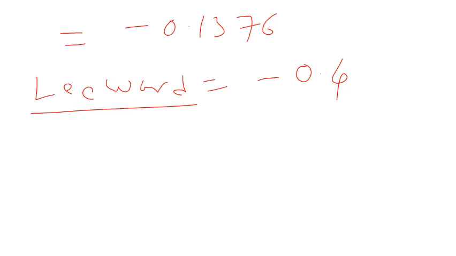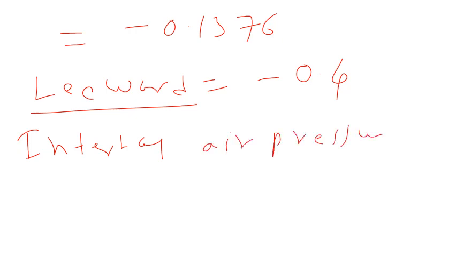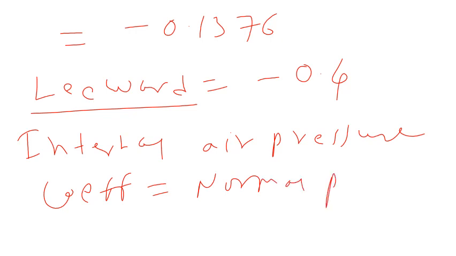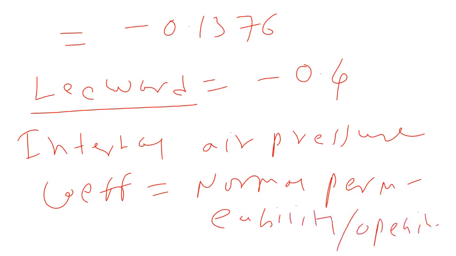Then we have to find out the internal air pressure coefficient, right? And you remember that this is for the normal permeability, or openings, this is also called openings. Permeability means openings in the building. So if you go to the table number B9, and if you choose for the normal permeability up to 5% of the wall area.